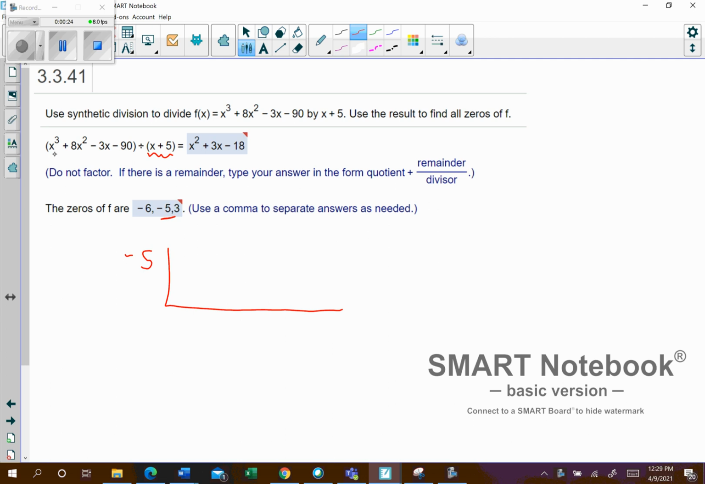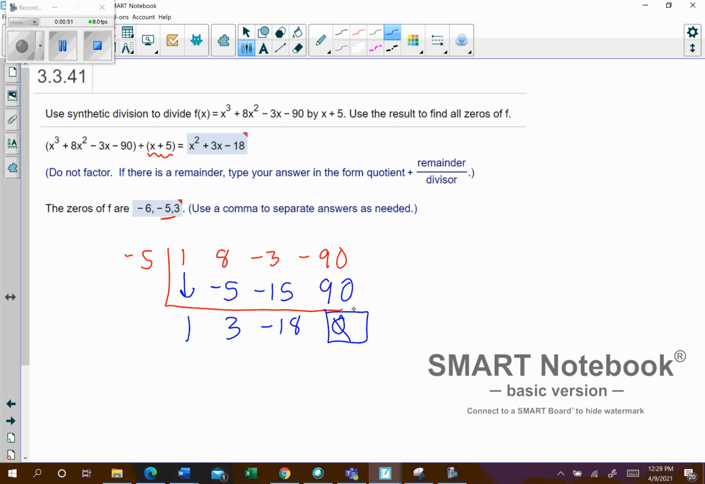So I'm going to go ahead and put the coefficients 1, 8, -3, and then -90. I grab those all from right here. And so we drop the first number, multiply, and then we add the column, which is 3, multiply, which is -15, add the column, which is -18, and then -18 times -5 is +90. So that's going to give us a remainder of 0.